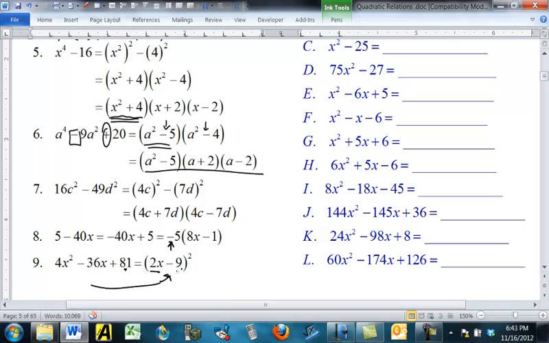But the middle term does work out, because you multiply these, you get negative 18x, and then you double it, and that becomes negative 36x. So that does work out. And here's a lot of good practice problems for you to practice.